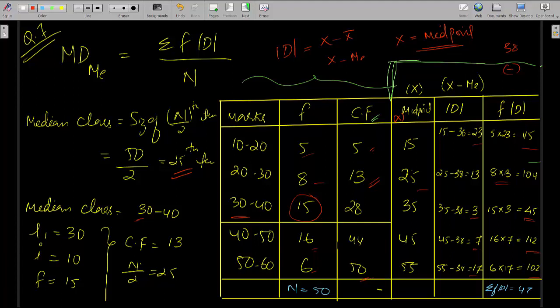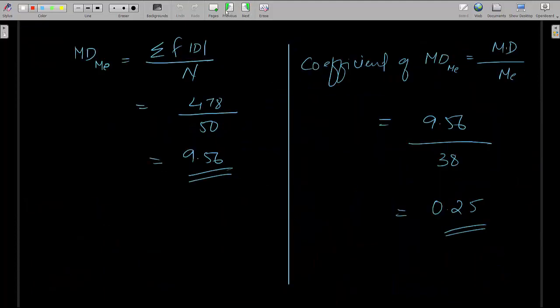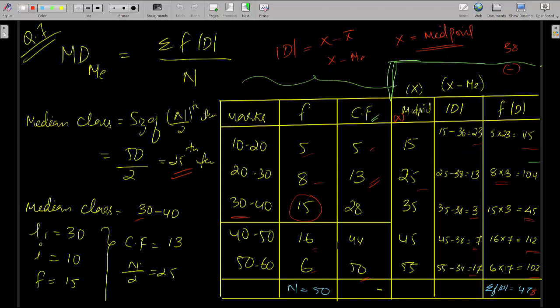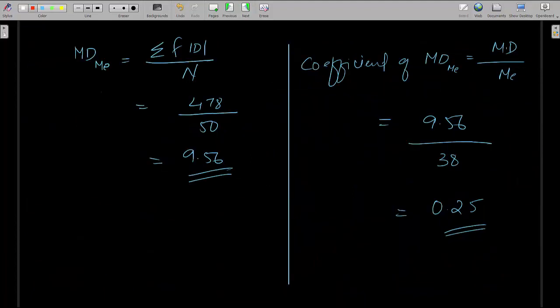That is, add up all these values. If you add up 115, 104, 45, 112, 102, you get 478. So now you have to put this in a formula. Mean deviation from median is equal to sigma FD by N. We got sigma FD equal to 478. We know the value of N, it is 50. If we divide, you get 9.56.